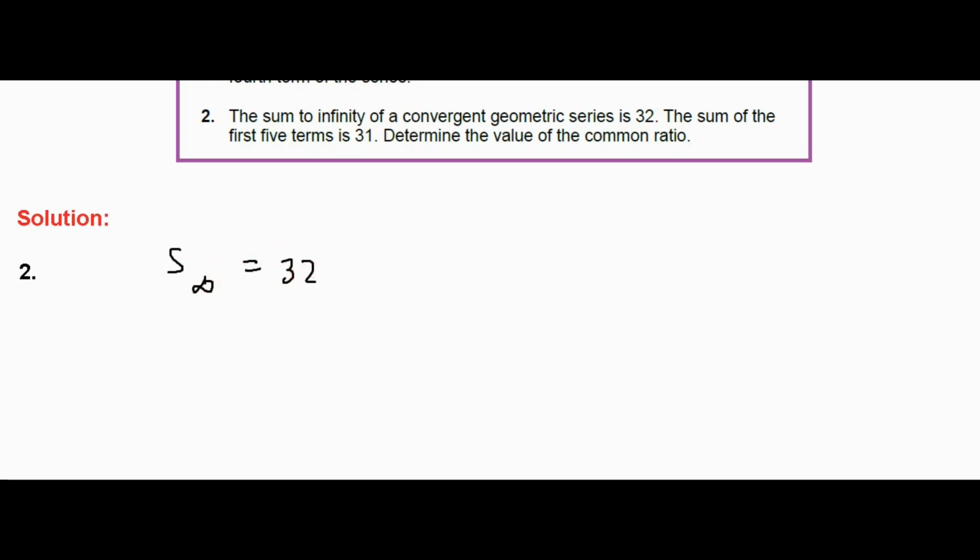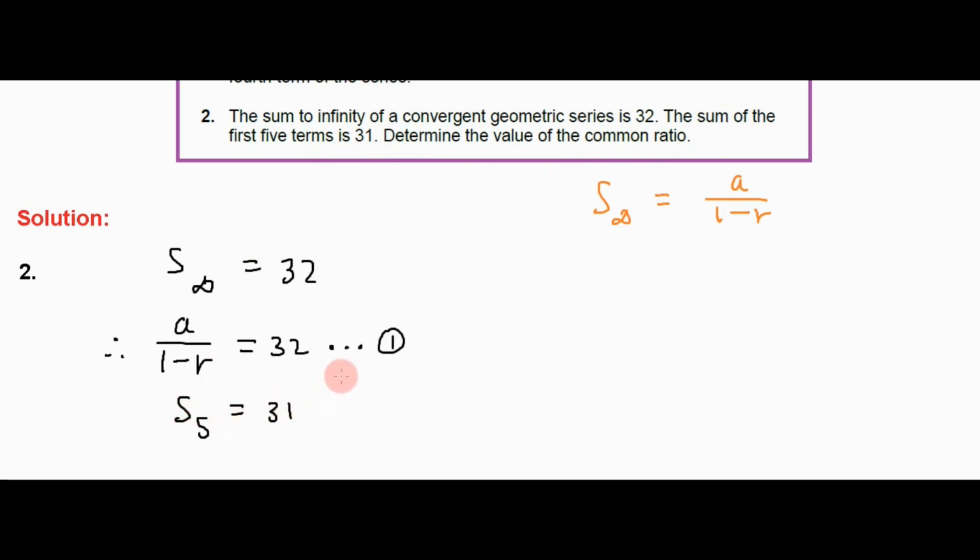Now we can use this equation. S sub infinity is a over 1 minus r. And rewrite this equation in terms of a and r. So a over 1 minus r is equal to 32. And this we can call equation 1. Then it also says the sum of the first 5 terms is 31. So S sub 5 is 31.